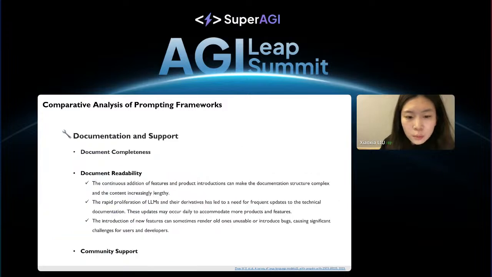So for the last one, documentation and support, the rapid proliferation of LLMs and their derivatives needs frequent updates to technical documents. These updates may occur daily, to accommodate more products and features. Introducing new features sometimes renders old features unusable or introduces errors, posing significant challenges to users and developers. Therefore, the continuous addition of features and product introductions may make the documentation structure complex and the content increasingly lengthy.